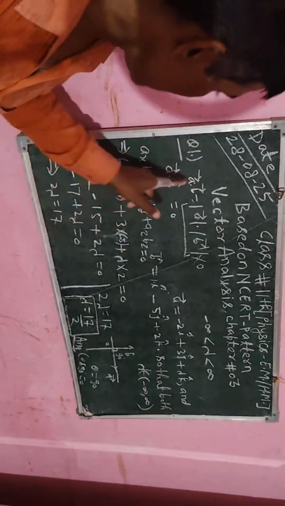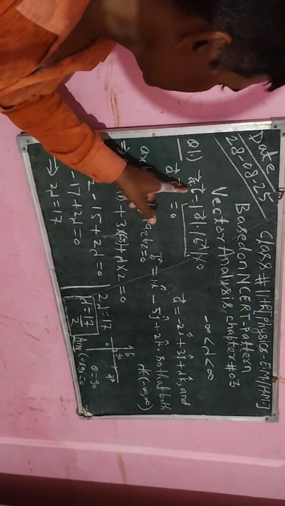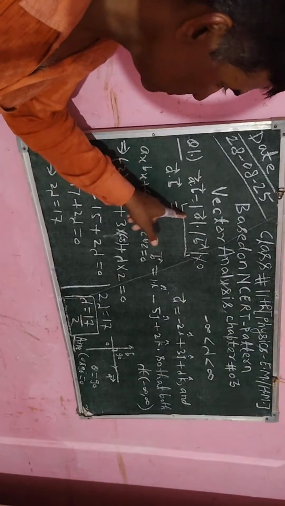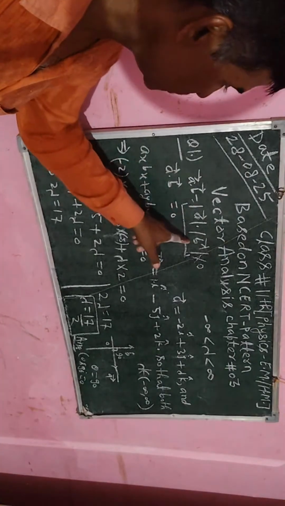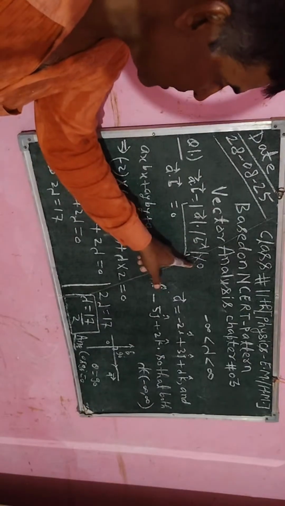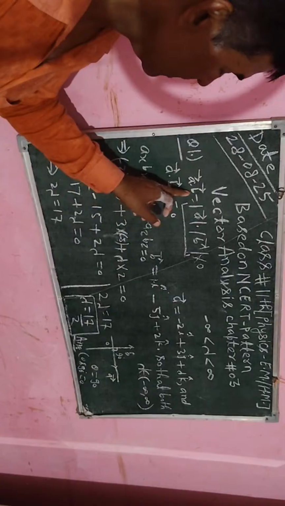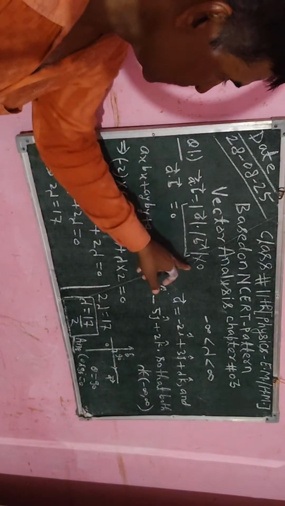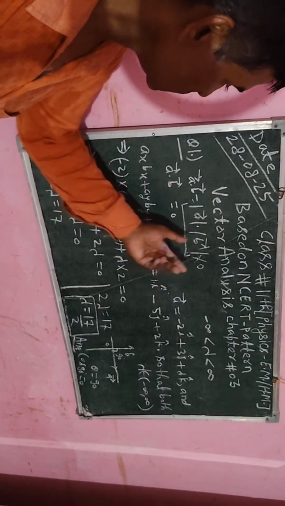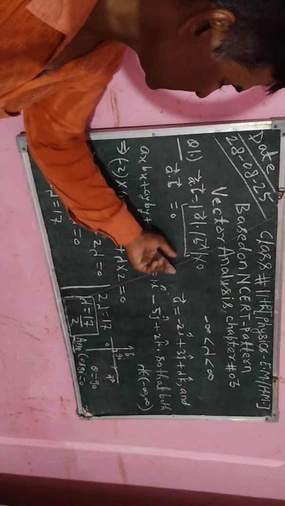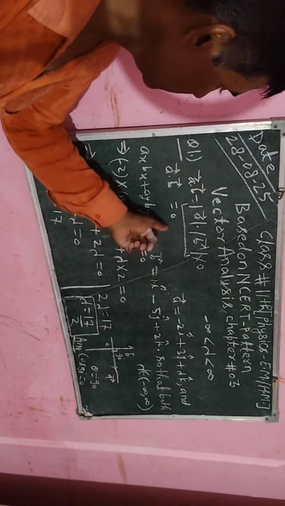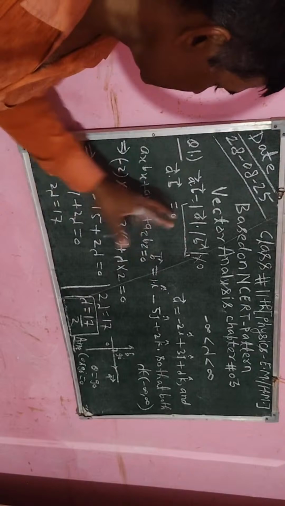It means that I need the scalar product of two vectors, that is A dot B, which is equal to the magnitude of the vector A into the magnitude of the vector B into cos theta. Now the angle between vectors A and B is 90 degrees, so cos 90 degrees is 0. So some quantity into 0 is 0. That is A dot B equal to 0.